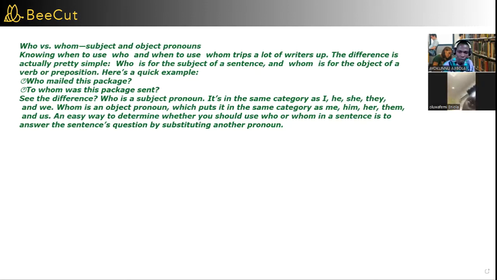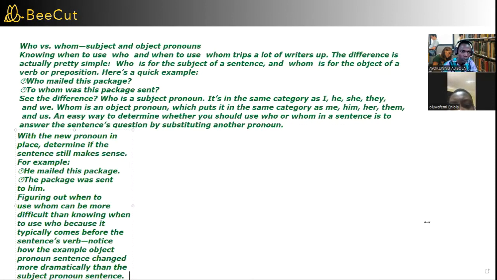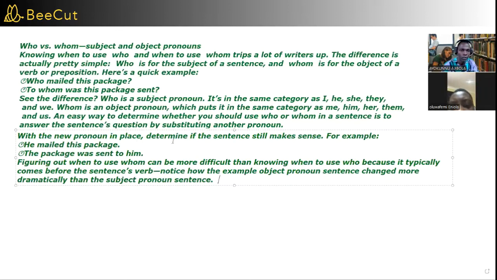So we're going to look for the details now. When you are trying to answer the question by substituting another pronoun, then we look into, let's see, let me bring that one up here now. Okay, so with the new pronoun that you substitute, you determine if the sentence still makes sense. For example, he mailed his package. The package was sent to him.